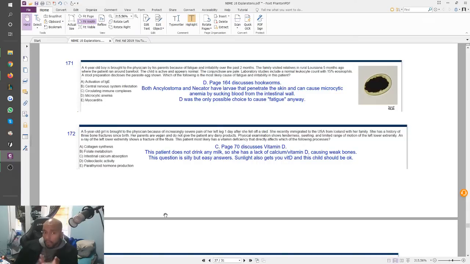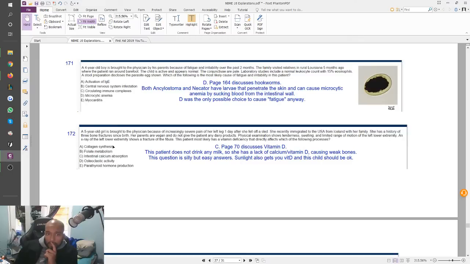Okay, so no milk. Physical exam shows tenderness, swelling, and limited range of motion of the lower left extremity because she just broke it. An x-ray of the left lower extremity shows fracture of the fibula. Which vitamin deficiency does this patient most likely have, that directly affects which of the following processes? So you already know from reading this that this is a vitamin D deficiency because it's related to bone. And vitamin D is necessary for calcium absorption. So C. That's it. Okay.